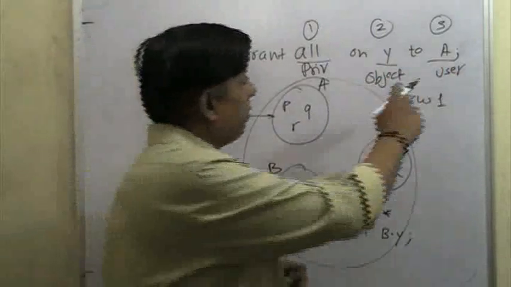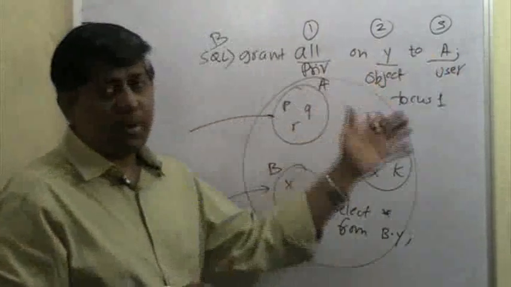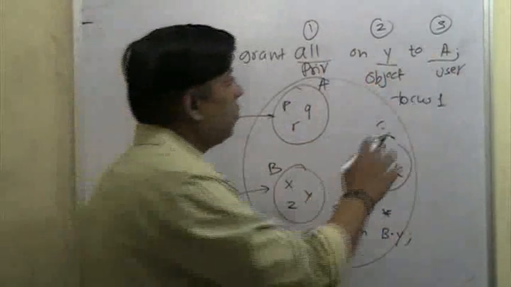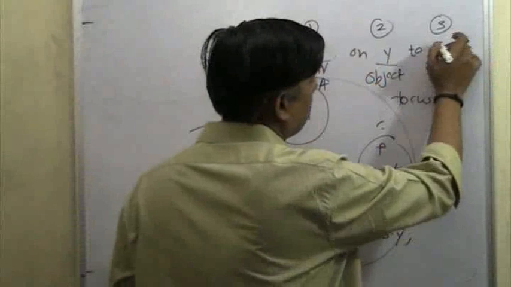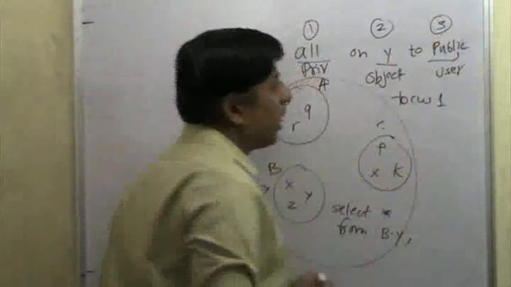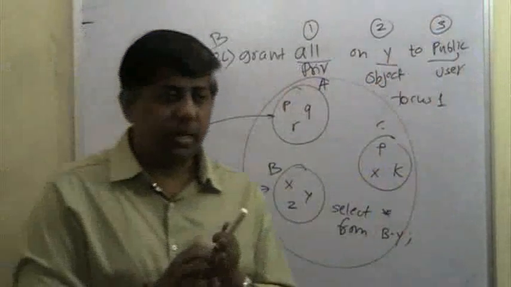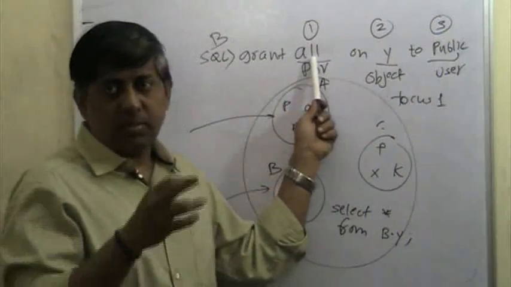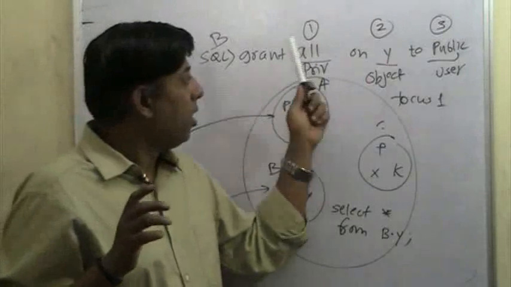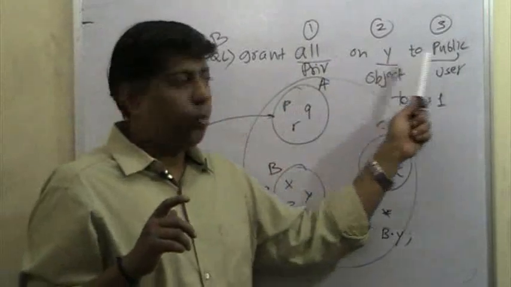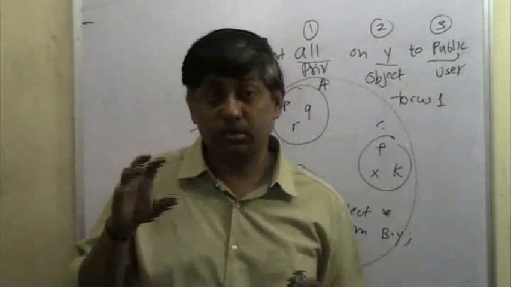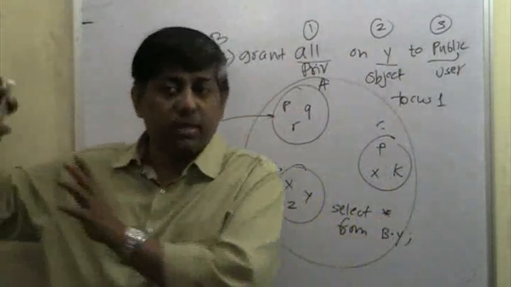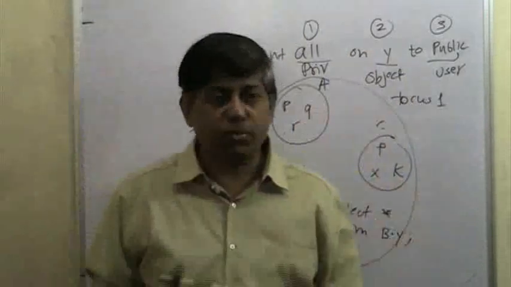Now if you don't want to give it to just user A, you want to give it to everybody, to user C also, B also, maybe other 10 users, you can just type the word public. The moment you type the word public, you will be giving all privileges, insert, update, delete, select, and many more, on the object Y to everybody in your database. This is very important: everybody in your database only. You have nothing to do with another database. This is only the Focus 1 database.